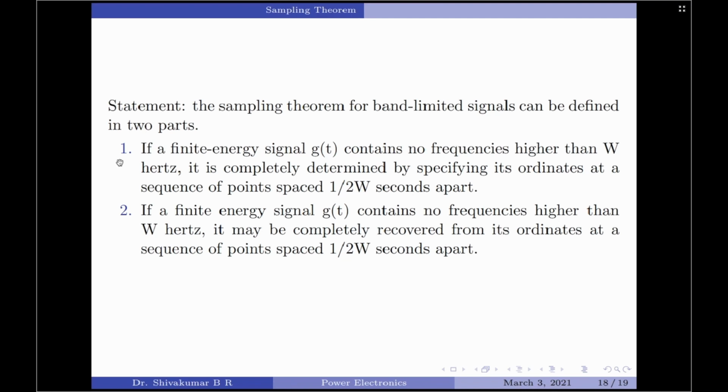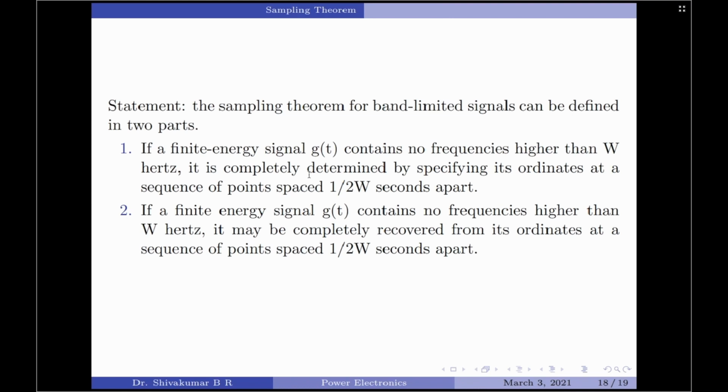So, let us read the first part, which is for the sampling. If a finite energy signal contains no frequencies higher than W hertz, we already have said W is the highest frequency content of the input signal, then such a signal is completely determined by specifying its ordinates. Ordinates are nothing but samples. By specifying its ordinates or samples at a sequence of points spaced 1 divided by 2W seconds apart. So, this part simply states that if the sampling is done by taking samples with having a separation between each sample equal to 1 by 2W, then the sampling can be done successfully.